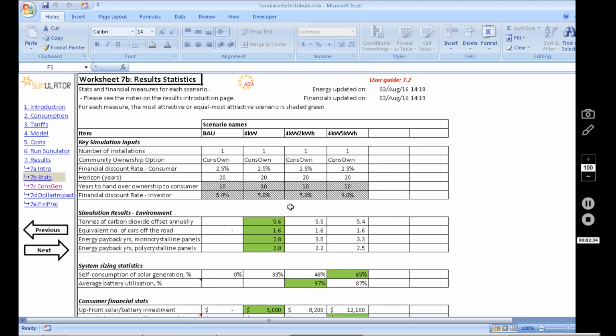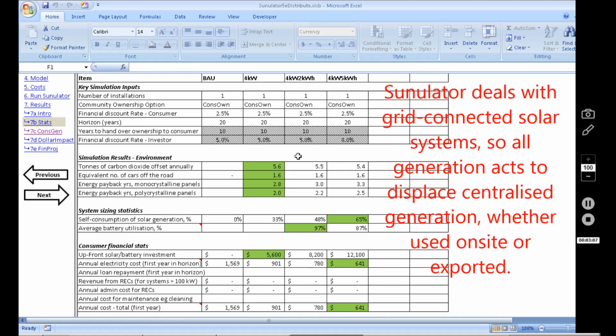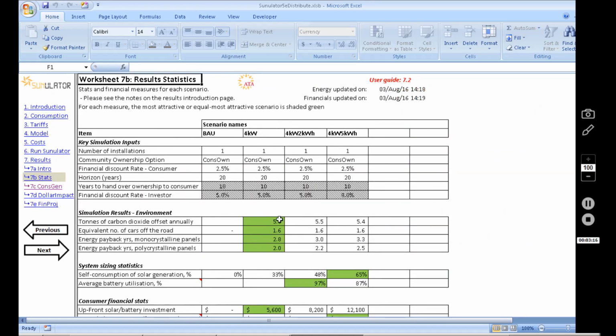Alright, so the first result is the environmental section, and we touched on this in the quick results sheet. It gave us the equivalent number of cars off the road, 1.6 cars off the road, 5.6 tons of carbon dioxide offset annually, and slightly less for the battery options after you allow for the additional energy that has to be consumed to make up the losses in the battery. The green shading has all gone on the scenario without a battery, the 4 kilowatt one, because that's got the best environmental credentials.